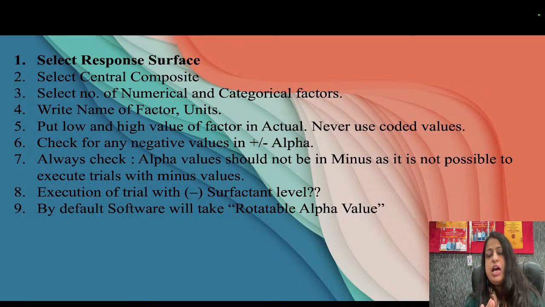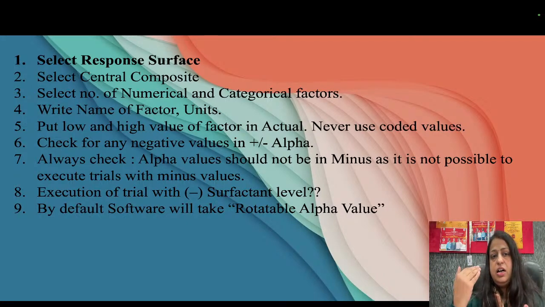Medium value it will select out by its own. Okay, if I am taking the disintegrating agent in between 5 to 10%, then in minimum I will put 5 and in maximum I will put 10. Okay, 7.5 it will take by its own.